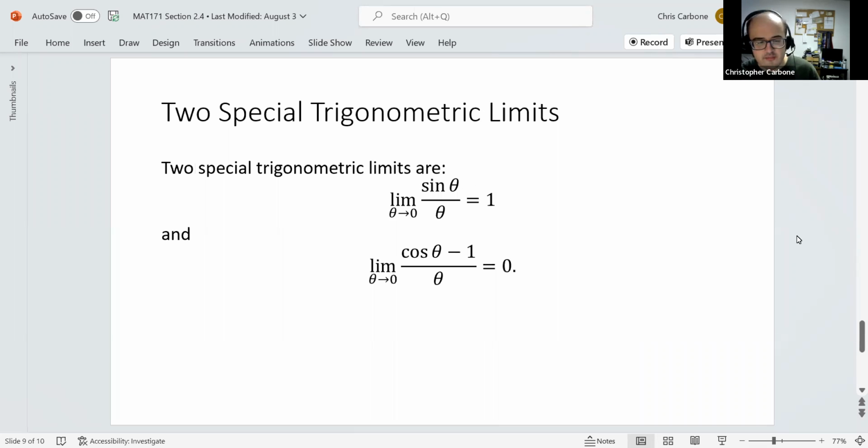A couple of trigonometric limits, special ones, I should say. The limit as theta approaches 0 of the sine of theta divided by theta is just 1. And the limit as theta approaches 0 of the cosine of theta minus 1 divided by theta is equal to 0.